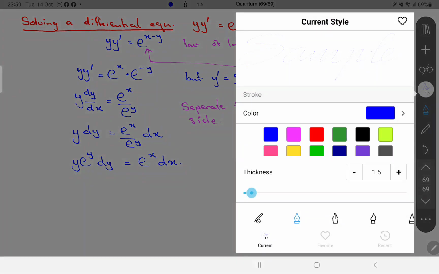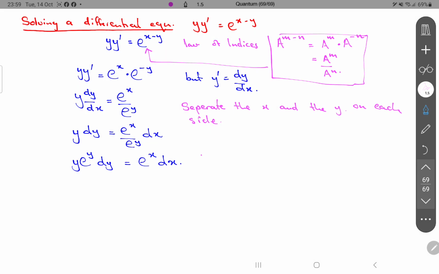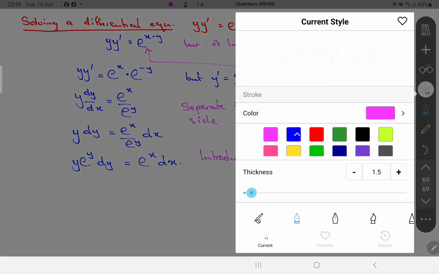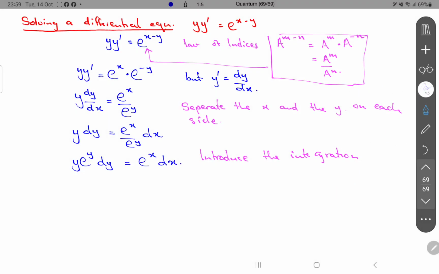So here, at this stage, we introduce integration. So what are we going to have? If we are going to introduce integration, the integral of y e^y dy is equal to the integral of e^x dx.